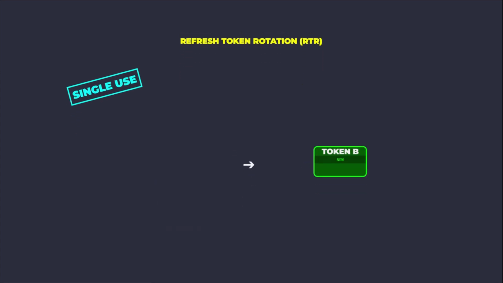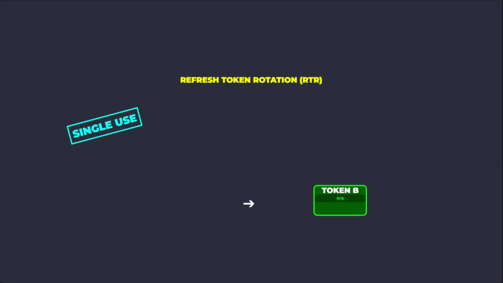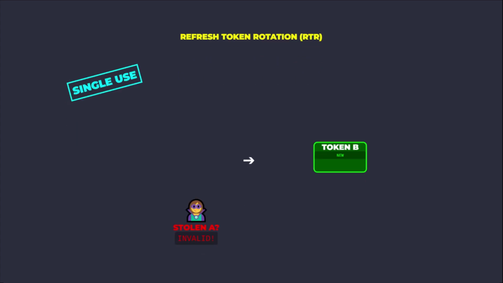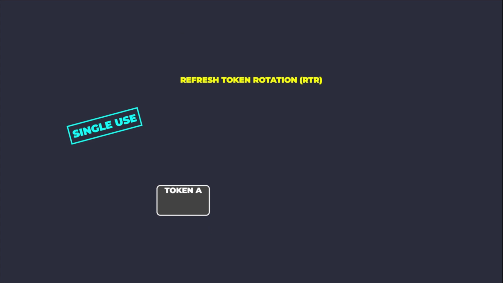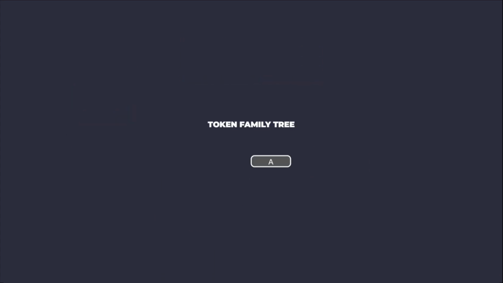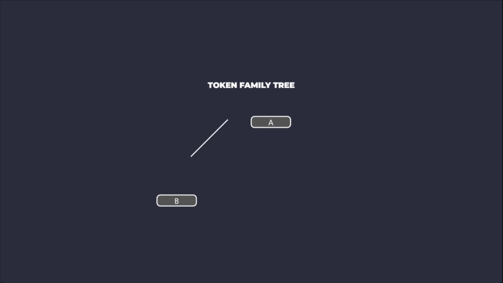If an attacker intercepts the token exchange request, they gain only a single-use token that becomes useless the moment the legitimate client performs the next rotation. This dramatically limits the utility of a stolen credential. Server-side implementation requires tracking token lineage.